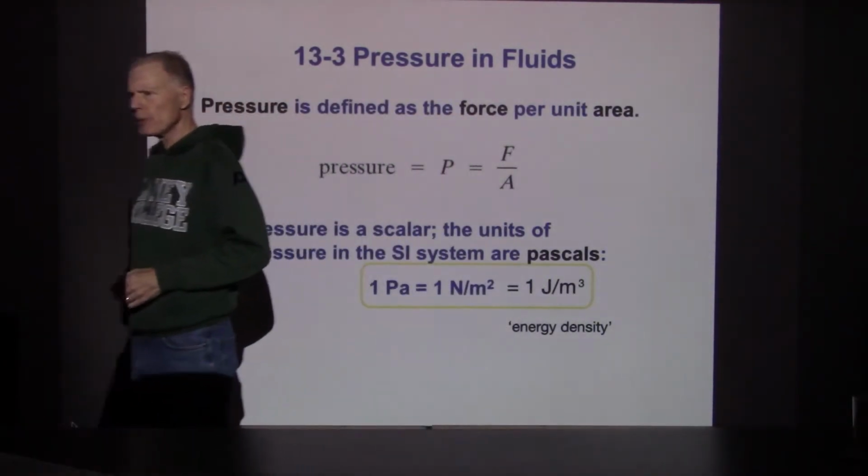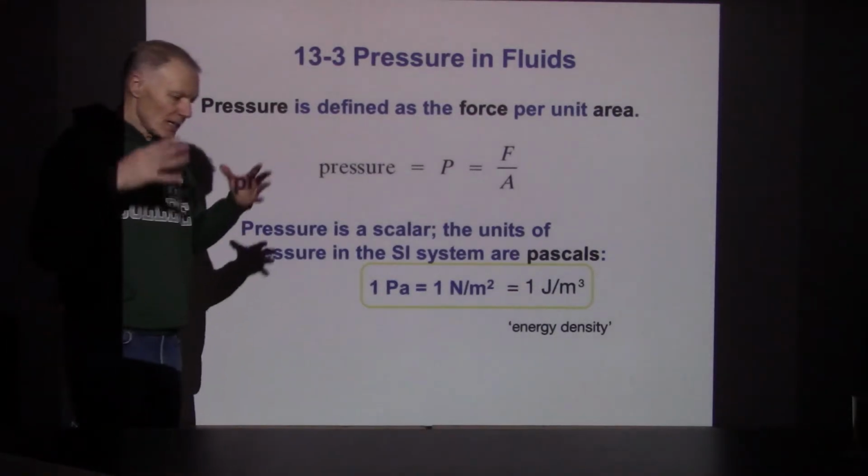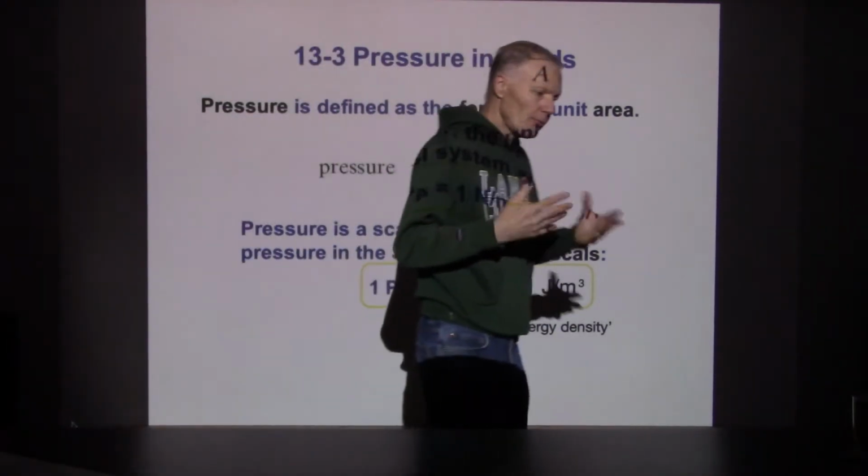Well, joules per cubic meter would be an energy density. It would tell us per cubic meter how many joules of energy we have, and you're thinking, well, what kind of energy are we talking about? And it's energy in the compression of the fluid.